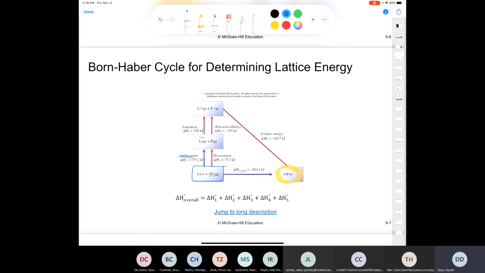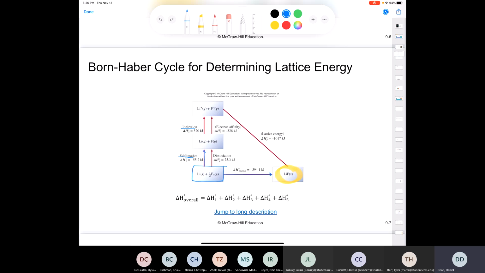Now I've got lithium in the gaseous phase. What if I want to remove an electron? Well, that's defined as ionization energy, isn't it? The removal of 1 mole of electrons from 1 mole of an element in the gaseous phase. Here's the ionization energy. Now we have the lithium cation in the gaseous phase.